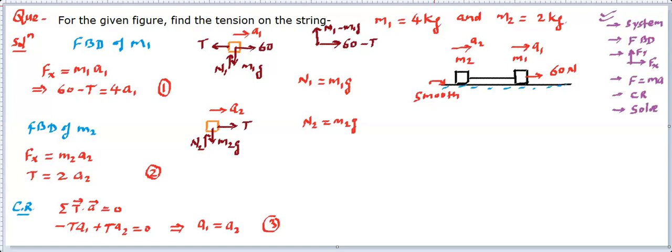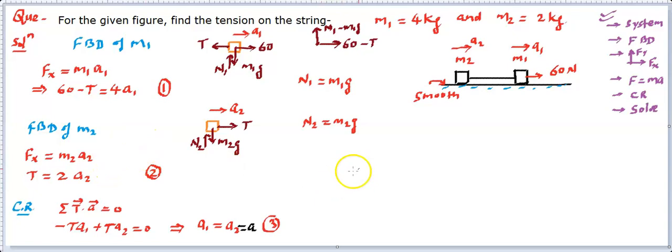Any of the parameters can be asked in the question. So first we identified the system, then we went for the FBD, then component of forces, then F equal to ma, then we wrote the constraint relation if any, and now we need to solve it. If you solve equations 1, 2 and 3, you will get your answer back. Since they are equal, you can call that as a, and it will work.